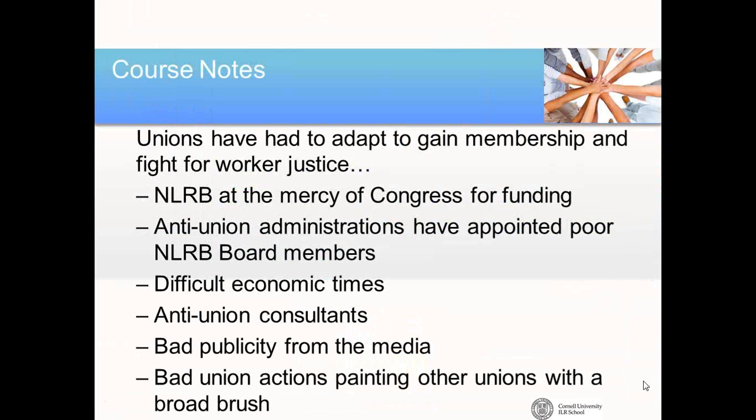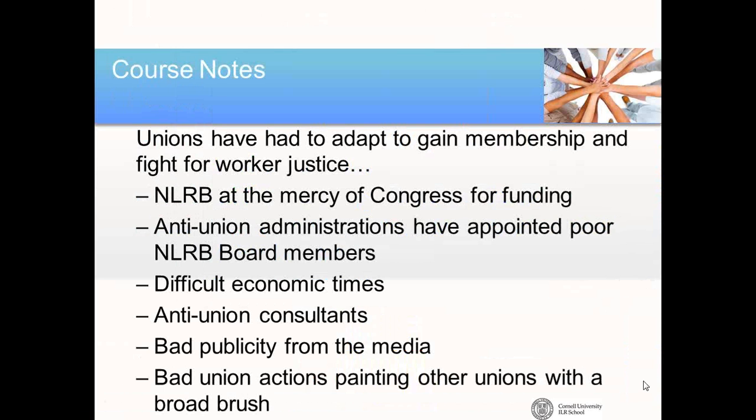So the reason we need to adapt the way that we gain membership is the NLRB is at the mercy of Congress for funding, and that's a real problem when there are things like the sequester cuts in place, or when the government is defunded, or when there is a Republican president with a Republican majority Senate and House, or majority House. Money dries up, and we went through that period with Reagan and the Bushes where there weren't appointments to the NLRB, and they ran for a long time with a 3-member instead of a 5-member panel with the NLRB, the board itself.